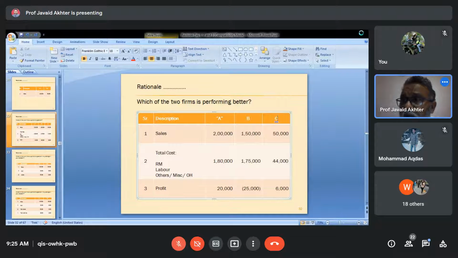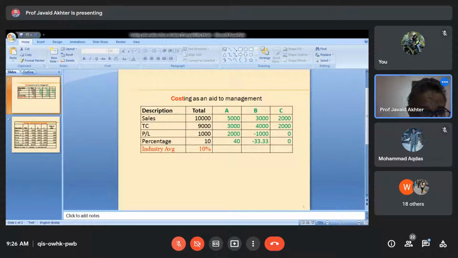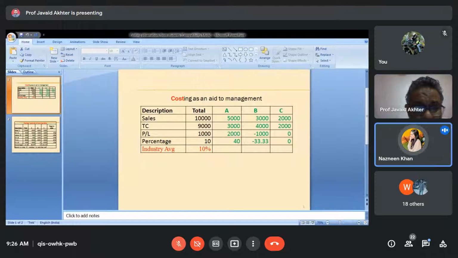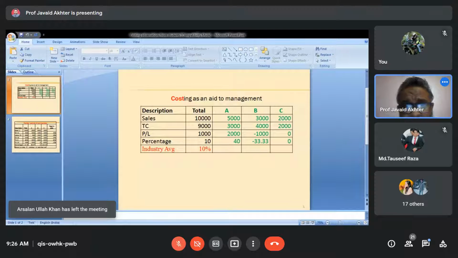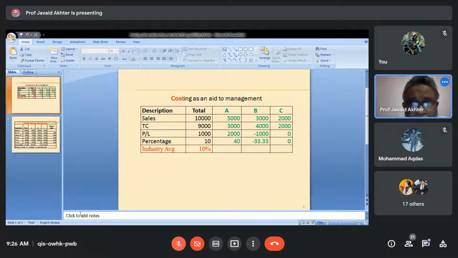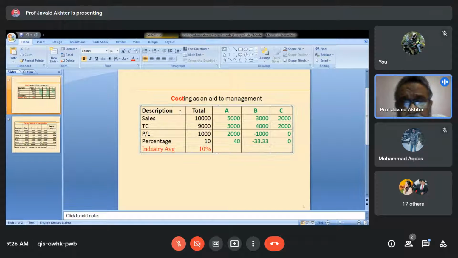I'll be changing this sheet and presenting another sheet to you. Now this sheet will not be visible. Just in a few seconds, I'll upload another sheet. Can you see the screen? Yes, sir. You can see the screen. What do you see? Costing as an aid to management. Yes, sir.